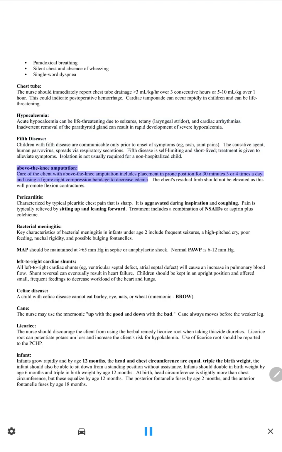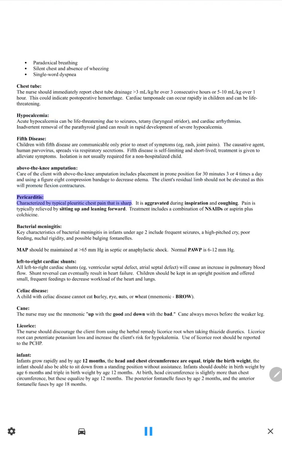Above-the-knee amputation. Care of the client with above-the-knee amputation includes placement in prone position for 30 minutes 3 or 4 times a day and using a figure-8 compression bandage to decrease edema. The client's residual limb should not be elevated as this will promote flexion contractures.